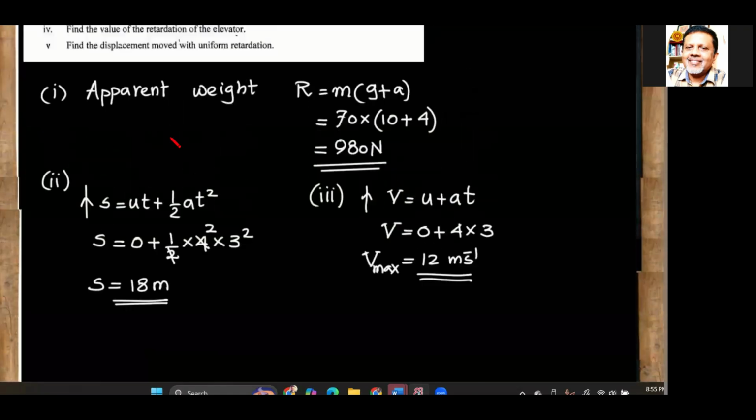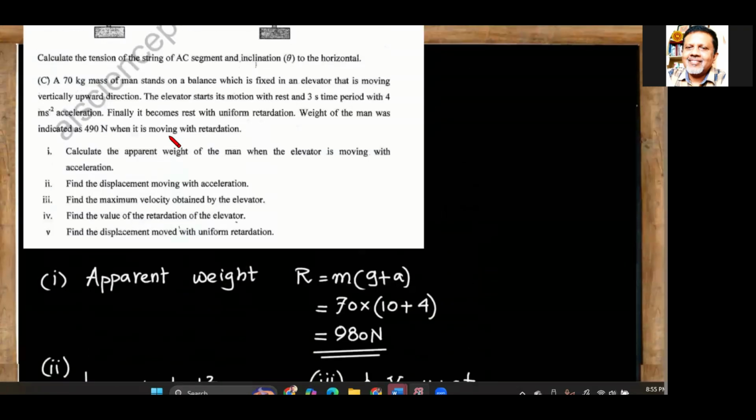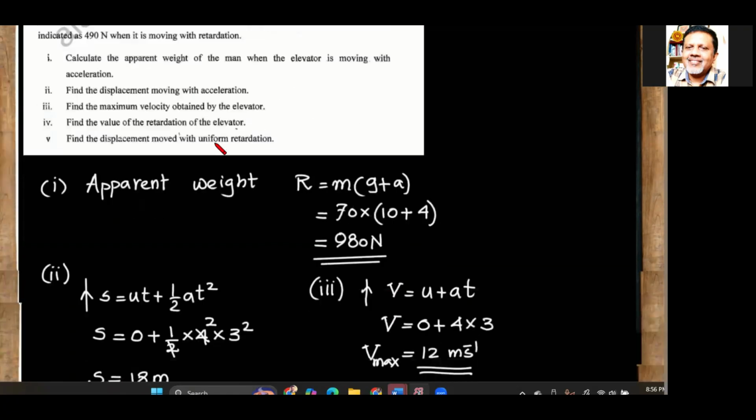So how can we find the retardation? Because finally it becomes rest with uniform retardation. The weight of the man was 490. Something it says, right? Okay. The weight of the man was indicated as 490 when it is moving with retardation.